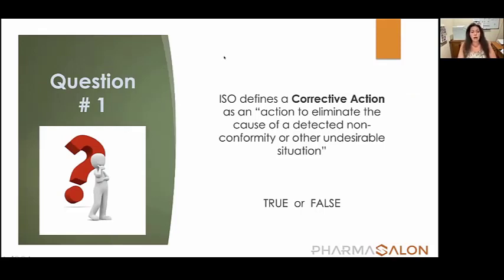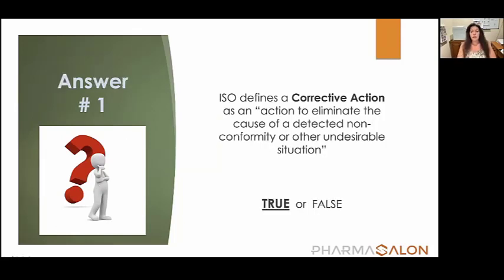Okay, so here we are to the questions. Just to reiterate, if you could say true or false: ISO defines a corrective action as an action to eliminate the cause of a detected nonconformity or other undesirable situation. The answer would be true. A corrective action is to eliminate the cause of a detected nonconformity or other undesirable situation, because it is detected, which means it happened.